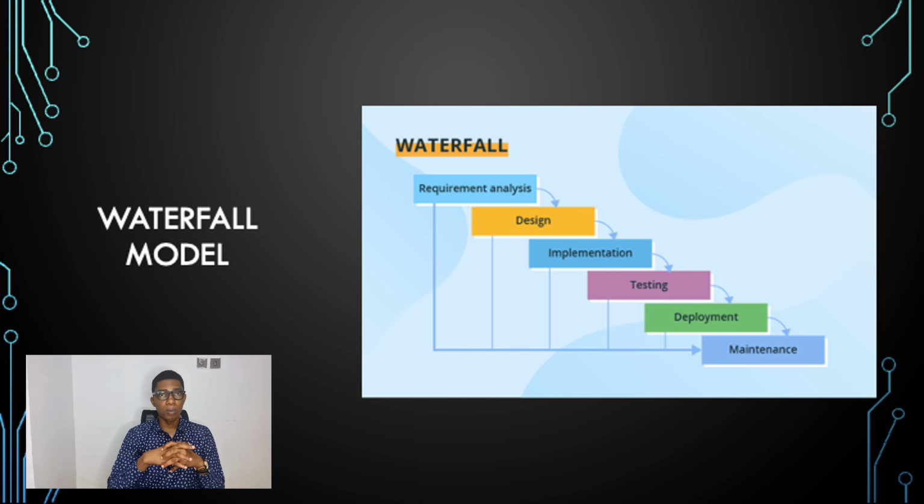First, from requirement analysis to design, to implementation, to testing, to deployment and then maintenance. All this must be followed sequentially in that order. So that's it for the waterfall model. There are pros and cons to this waterfall model, but we won't delve into that here.